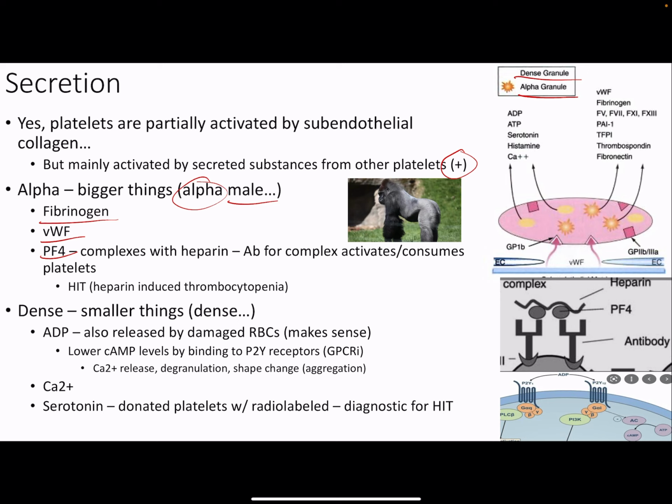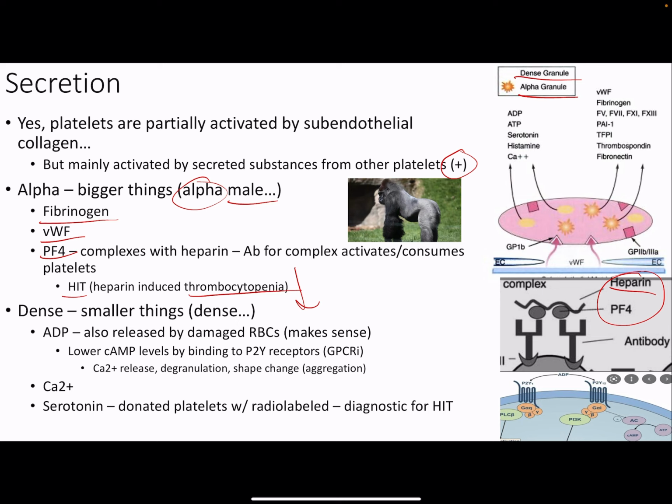Platelet factor 4, this is important. This is something that complexes with heparin, which we'll talk more about later. So heparin is a drug, and heparin combined with platelet factor 4 can precipitate an autoimmune reaction. This is called heparin-induced thrombocytopenia. Effectively, we're going to activate all of our platelets at once and cause a thrombocytopenia. It just means that we have a low platelet count now.